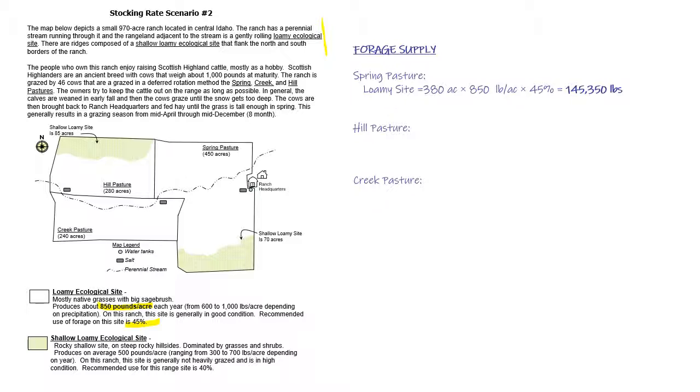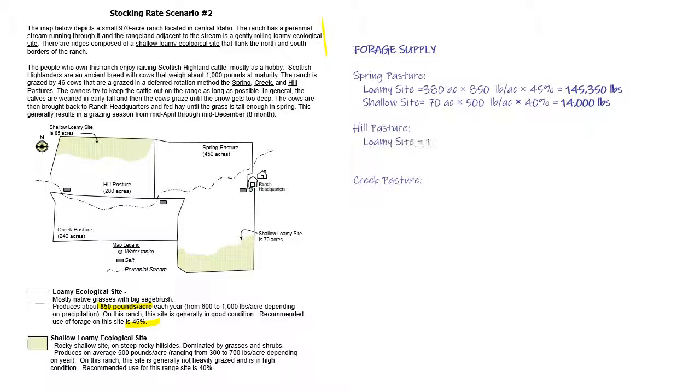That spring pasture also has a little bit of that shallow loam site, 70 acres. It's not as productive. It's 500 pounds per acre, and it's a little bit less sustainable. We can't graze quite as much, so we graze about 40% per year, and that should be sustainable. And it's 1,400 pounds total then. So we have 1,400 pounds on that shallow site in the spring pasture.